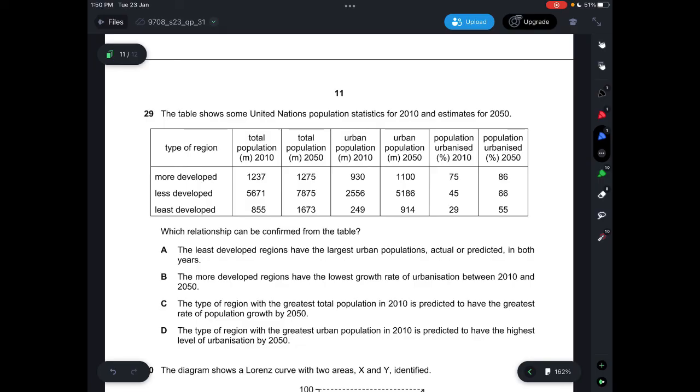Question 29: the table shows some United Nations population statistics for 2010 and estimates for 2050. Which relationship can be confirmed from the table? Option A says the least developed regions have the largest urban population, actual and predicted, in both years. The least developed regions have an urban population of 249,940. If you compare the other two on top, it's definitely not the answer.